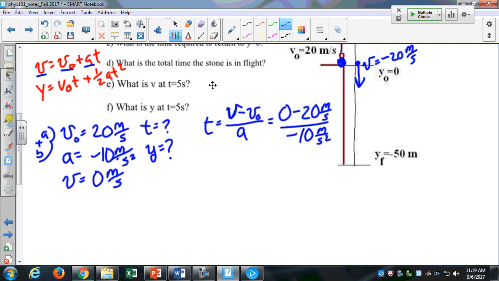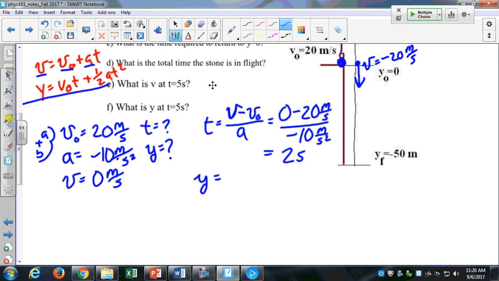Minus 20 over minus 10 is 2 seconds. Time comes out positive. That's a good thing because time should always be positive just physically. If it came out negative, you know that you made a mistake somewhere. So that's the first part. And then if I want to know the height, then I go to this because now I know everything there.